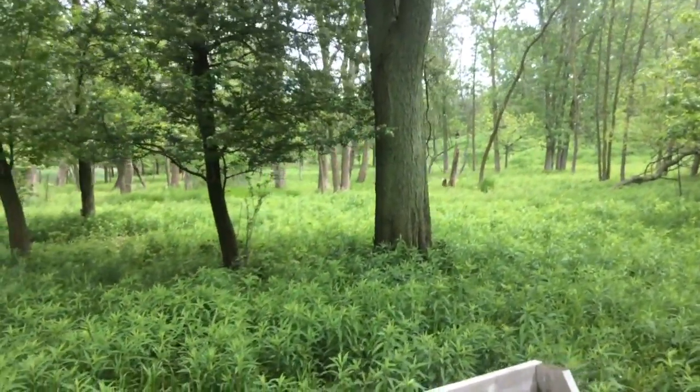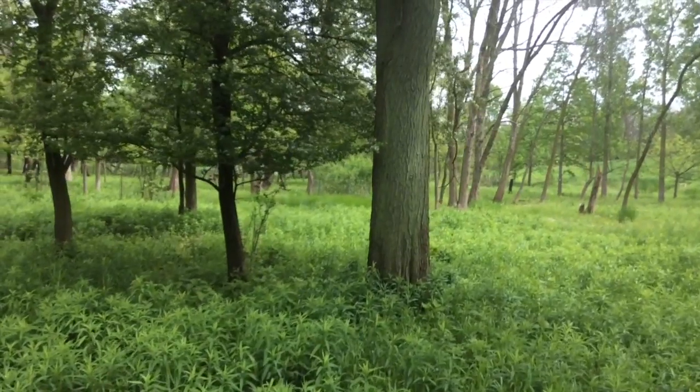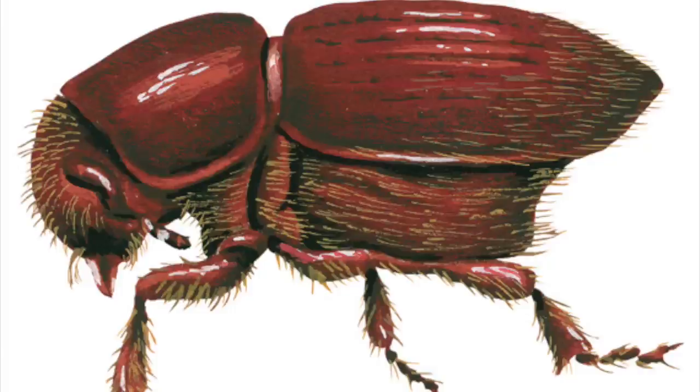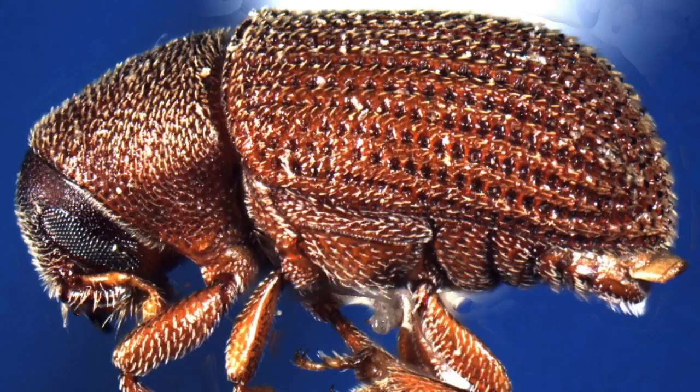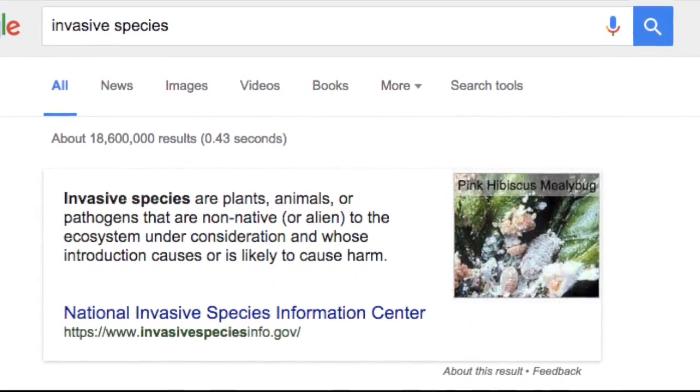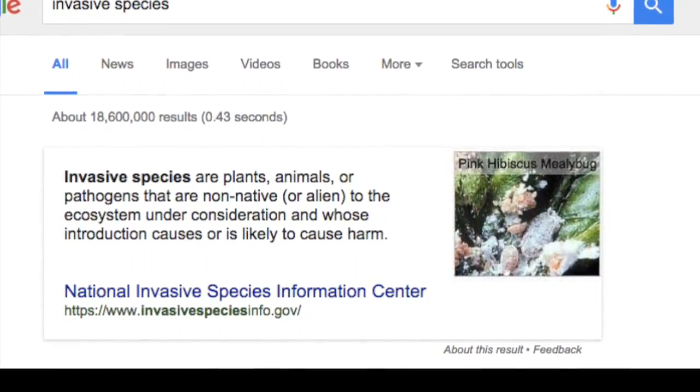You may be wondering how this fungus spreads from elm to elm. There are several ways it can spread, but by far the largest culprit is European elm bark beetles. These beetles are an invasive species that most likely came to the US around the same time as the disease. An invasive species is one that is not native and is believed to cause great harm to the existing ecosystem.